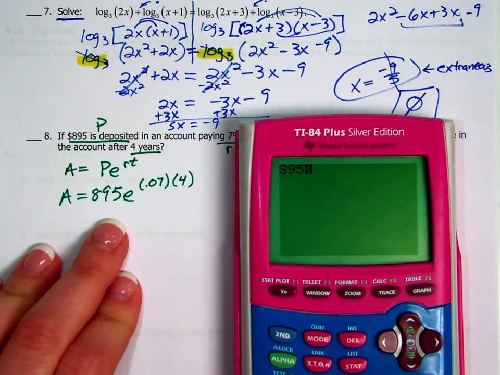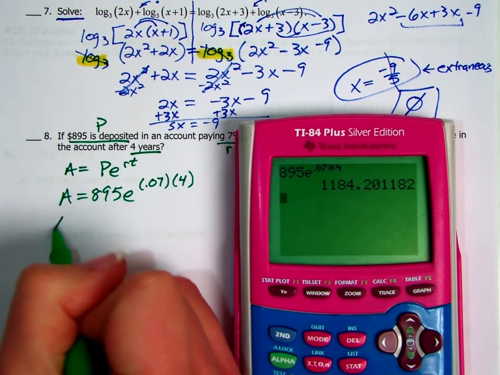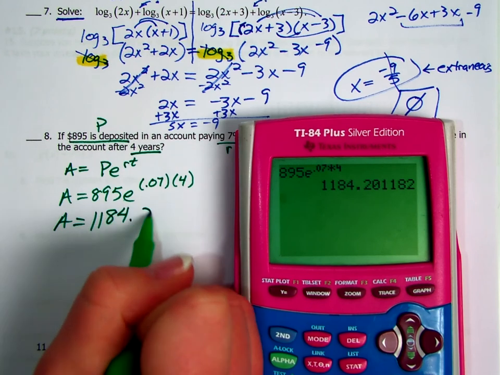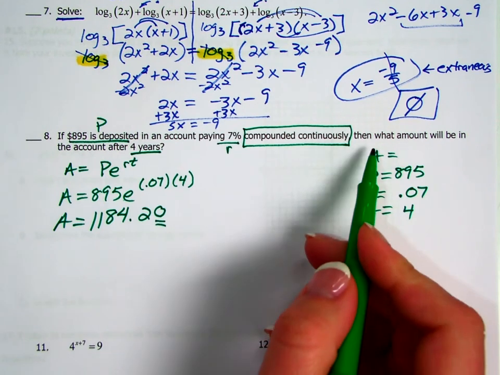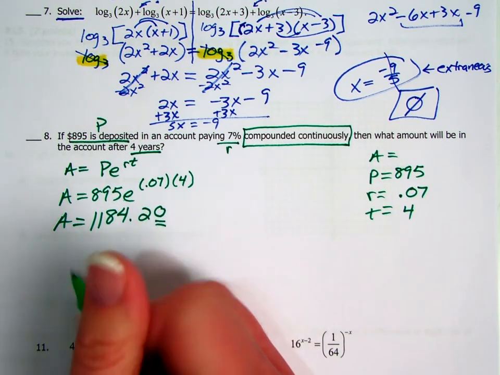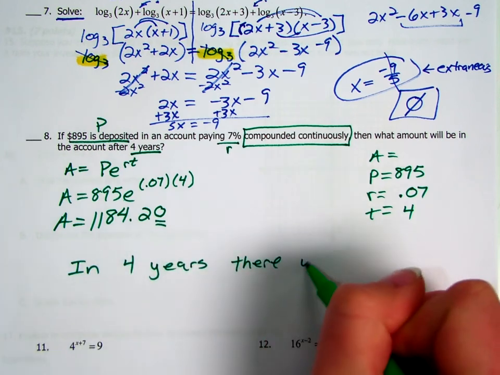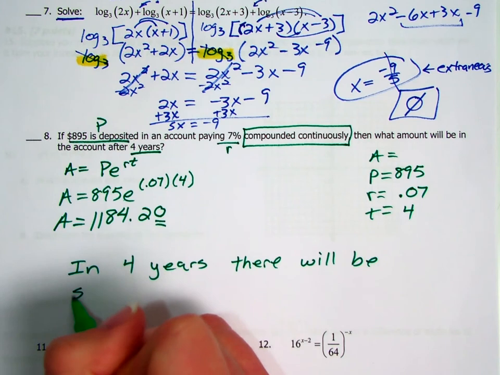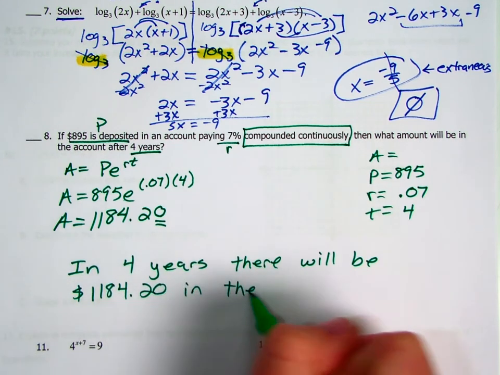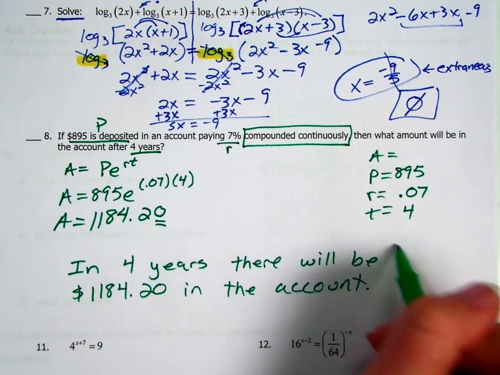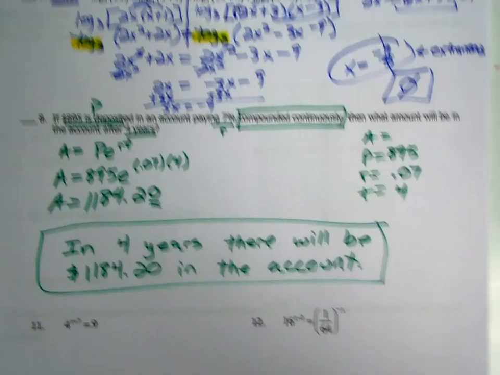895 e to the 0.07 times 4 would give me 1184.201. So that stays a 0 because the 1 keeps it there. So then we need to write a sentence. So then what will the amount be in 4 years? So in 4 years, there will be $1,184.20 in the account. Now, if they were asking us how much did they make, that is not how much money they made, that's how much is in the account. We would need to subtract to figure out how much they actually made.